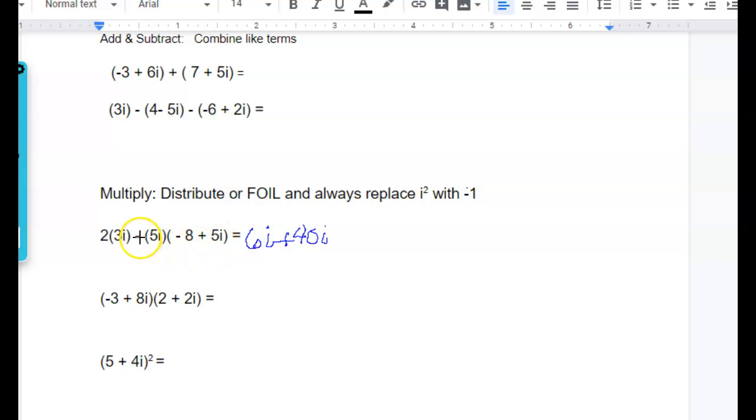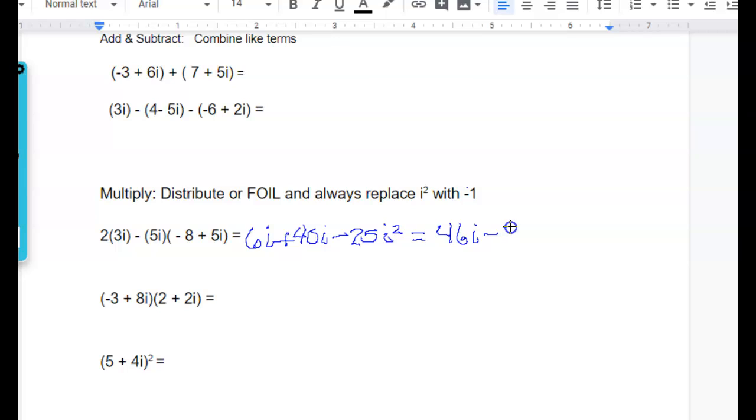Now I'm going to continue to distribute -5i to the +5i. So a negative times a positive is negative. 5 times 5 is 25. And then i times i is i squared. Right here is my i squared. So first off, I can combine these two because they're my i terms. And I get 46i. But now I have to replace this i squared with a -1.